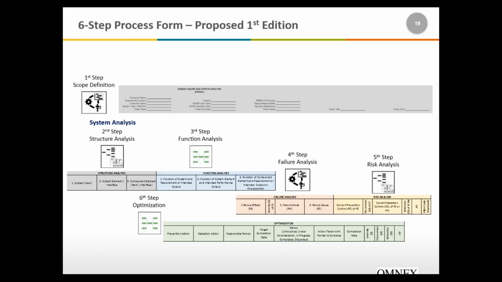Structure analysis first, which is just explosion of the BOM, showing the entire structure of the entire product. That's the second step, pardon me. In the third step, you have, for the 3 items you're looking at, the items that you're focusing on, the higher one and the lower one, the functions and requirements. And then you have the failure analysis.